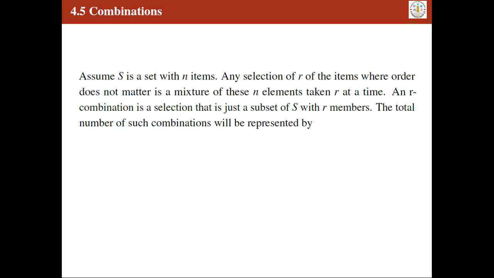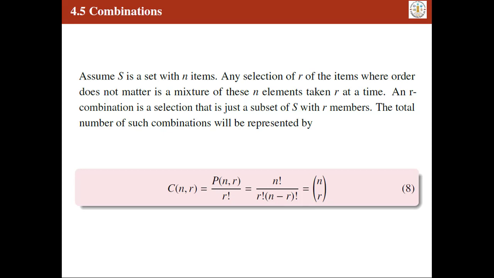Combinations. Let S be a set with n elements. A combination of these n elements taken r at a time is any selection of r of the elements where order does not count. Such a selection is called an r-combination. It is simply a subset of S with r elements. The number of such combinations will be denoted by C(n, r).